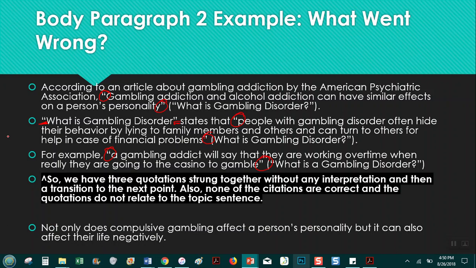The only thing he did well here is he did have quotation marks around the article title, which was good. So then he had the next transition. Not only does it affect a person's personality, but it can also affect their life. The other thing, too, is that he has this idea about personality, and then he has lying, but it's hard to fully make the connection outside of just hiding behavior or lying.